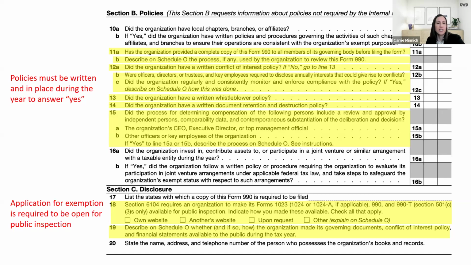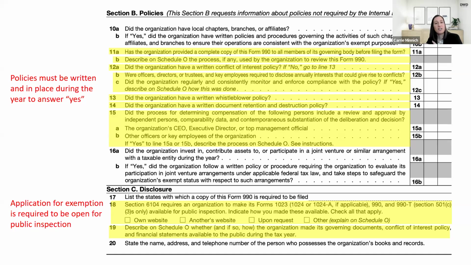And then finally, this last section here, 18 and 19 talks about, again, public disclosure. So I mentioned that Form 990 is available, open to the public. So we need to make sure our Form 990 is available to those who ask for it. But also your tax exempt application, which you filed when your organization first came into existence many, many years ago, that's actually open for public inspection as well. So if someone comes and asks you for a copy of that, you need to actually provide that as well. Now, the IRS also asks if you make any of your financial statements or your conflict of interest policy or other governing documents available.